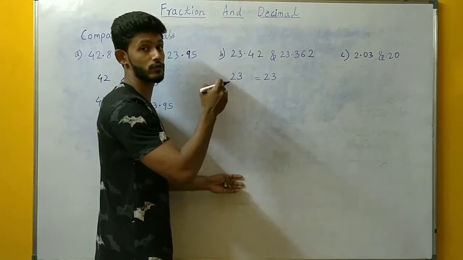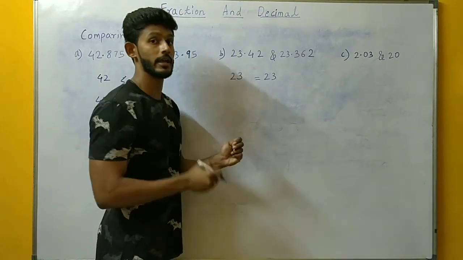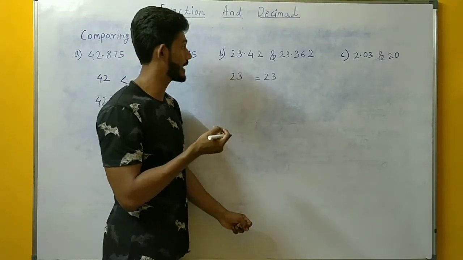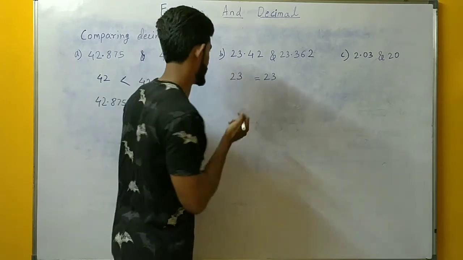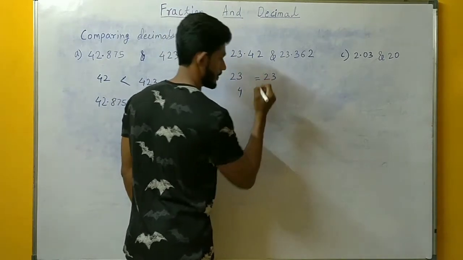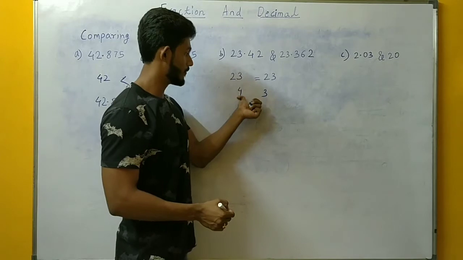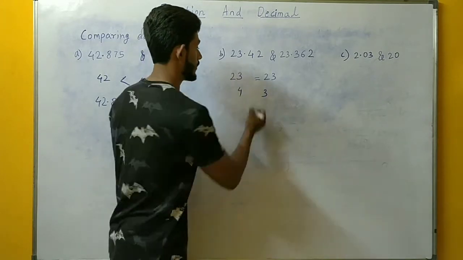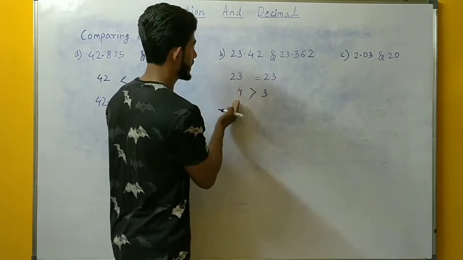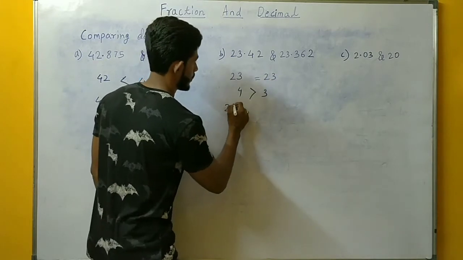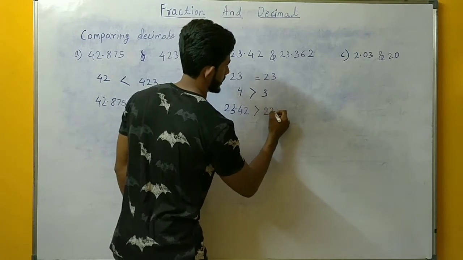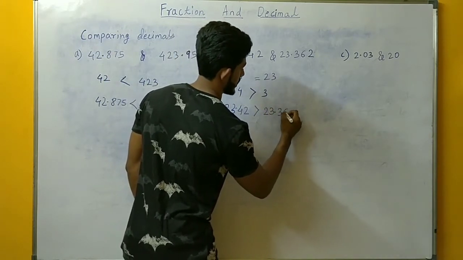So that means now we have to compare the next number after the decimal point. Whenever we compare the numbers after the decimal point, we compare them digit by digit. So first we take this 4 from this number and then we take this 3 from this number. Now you can see that we have 4 over here and 3 over here, and we all know that 4 is greater than 3. And since 4 is greater than 3, we can directly say that this whole number 23.42 is greater than 23.362.